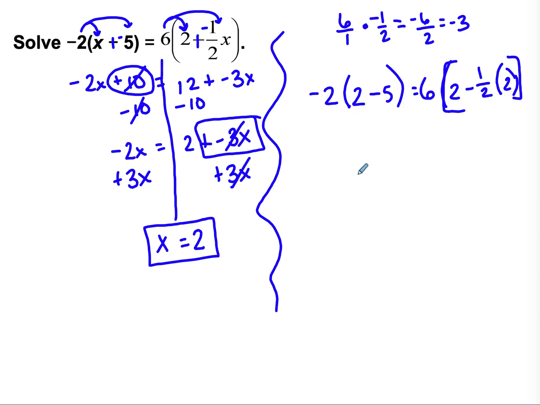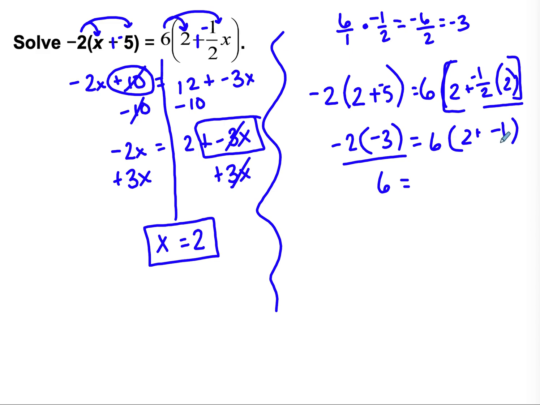Okay, so let's go ahead and try this. I do parentheses first. 2 minus 5 is like 2 plus negative 5. That's negative 3. Times negative 2 is positive 6. All right, let's try the other side. Negative 1/2 times 2 is negative 1. Okay, 2 minus 1, or 2 plus negative 1 is 1. So then I have 6 times 1 equals 6. Yep, that's true. So we solved it correctly.